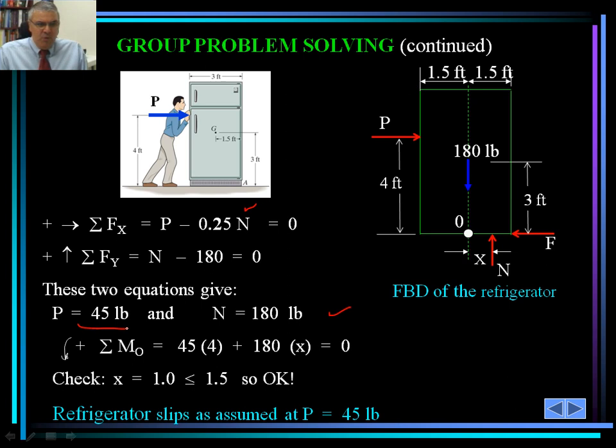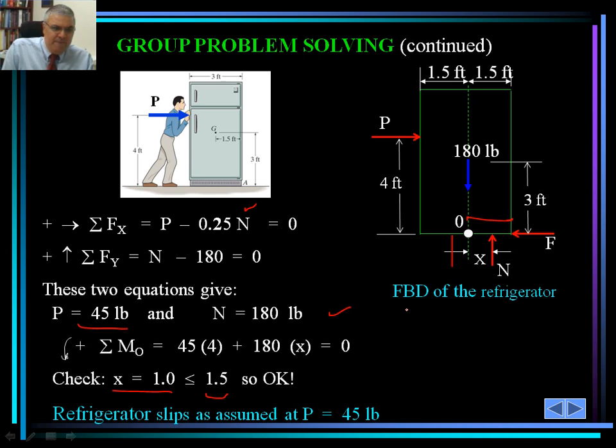Now we take the summation of moment about O and we set that to 0. As such, the value of X would be calculated. X would be 1. It is less than 1.5, so we are okay. If it was more than 1.5, then it wouldn't work because it is going to fall. N would be somewhere here. It must stay within this range from here to here.